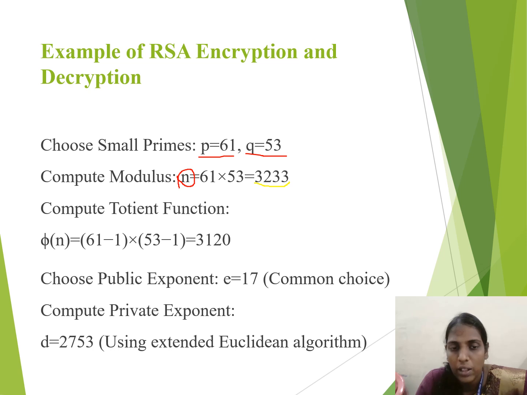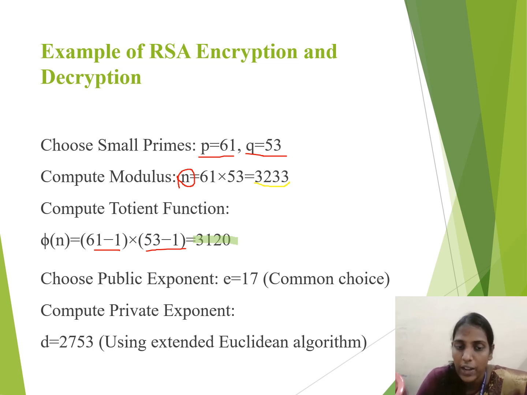The third step is to find the phi of n value. Phi of n equals (p minus 1) times (q minus 1). When we multiply these two values, we get 3120 as the answer. So the phi of n value is 3120. Next, for the public exponent, we can choose any value randomly. The only condition is that the value has to be less than n, it should not exceed 3233. So the value must be between 1 and 3233, and it has to be coprime to phi of n.